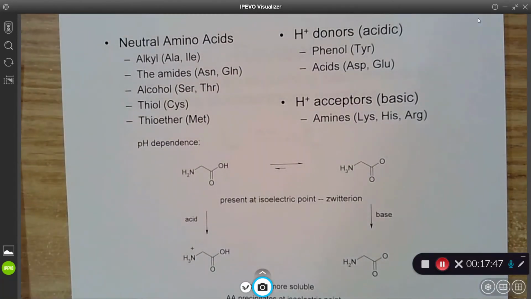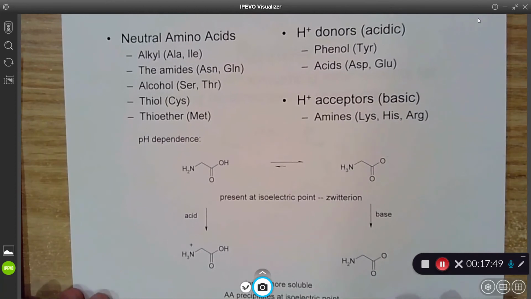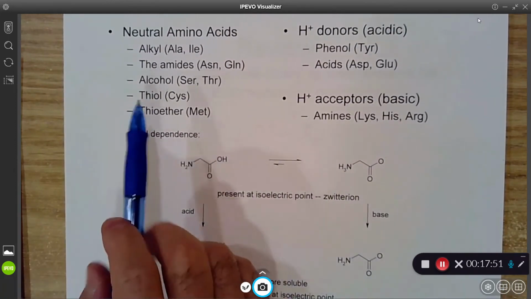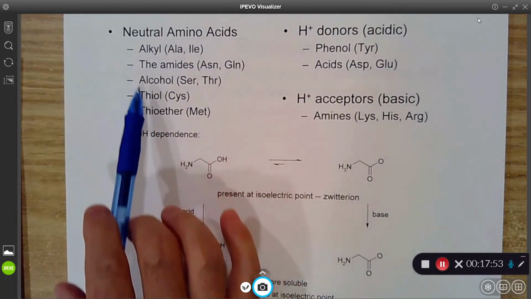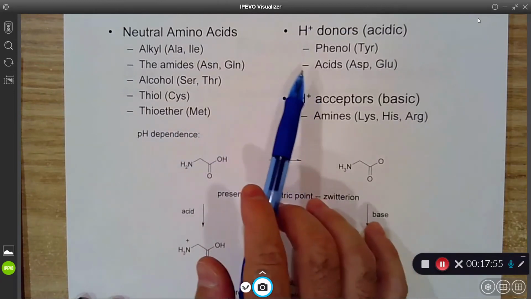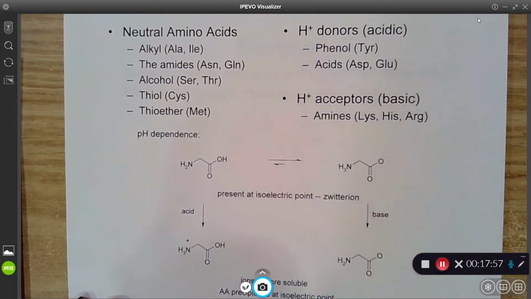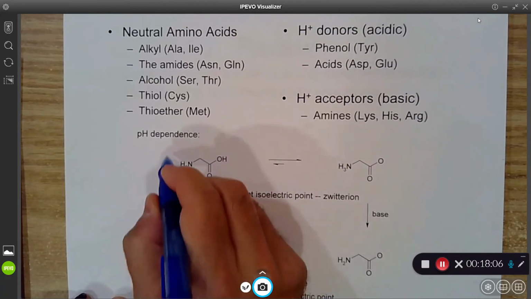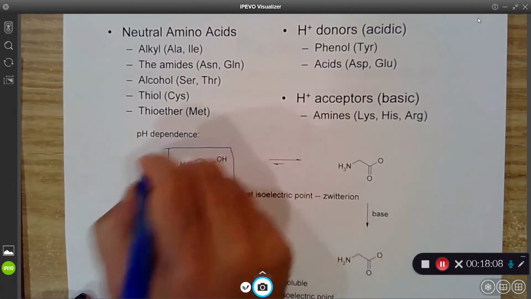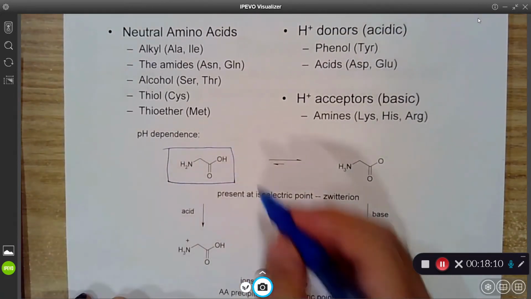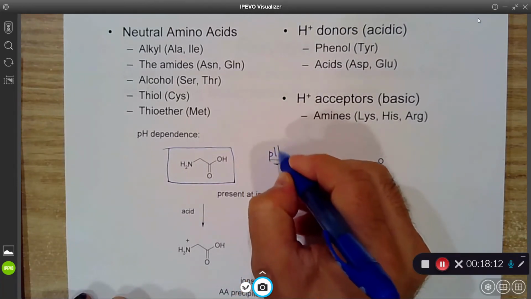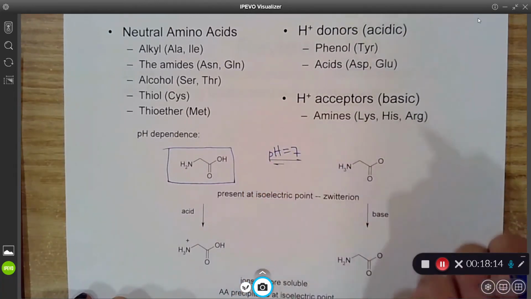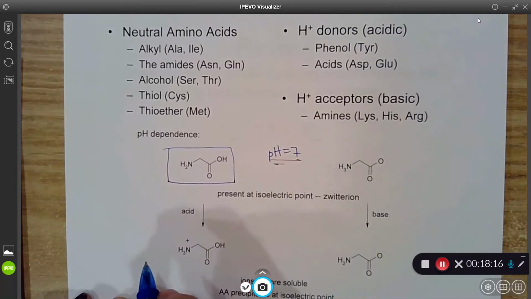I've also characterized the amino acids here. Again, you can think of amino acids as being neutral, okay? Or you can think of them as being acidic or basic, okay? And this, of course, depends on the pH. All right, so what I want to talk to you about is that here is an amino acid at physiological pH, which is pH around 7, okay? So that's within our bodies.